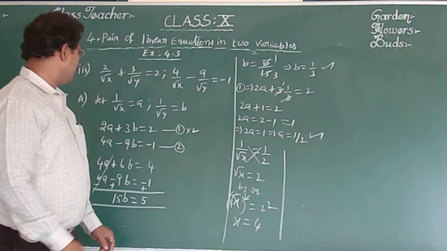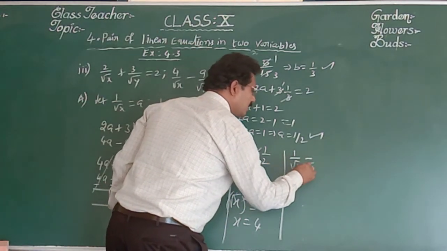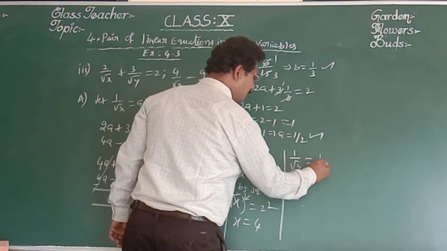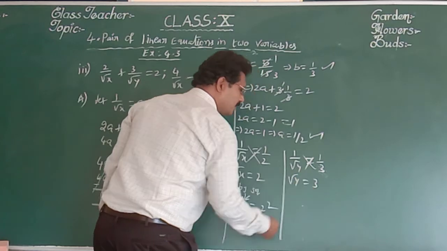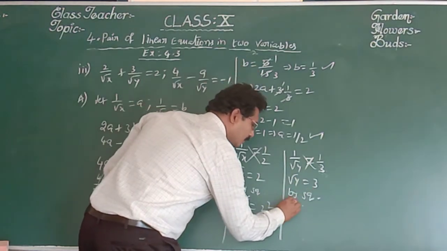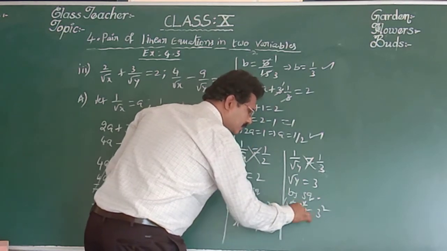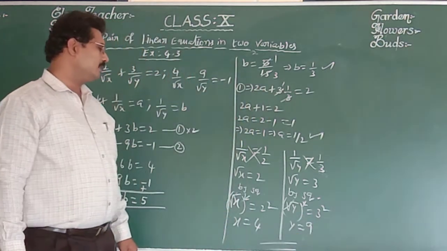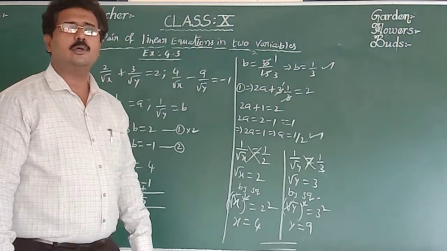In the same way, 1 by root y is equal to b. Sorry, b is what? 1 by 3. Now cross multiply. Root y is equal to 3. Again, by squaring on both sides, root y whole square is equal to 3 square. Root and square get cancelled. y is equal to, what is 3 square? 9. Therefore, the solution is x is equal to 4, y is equal to 9.